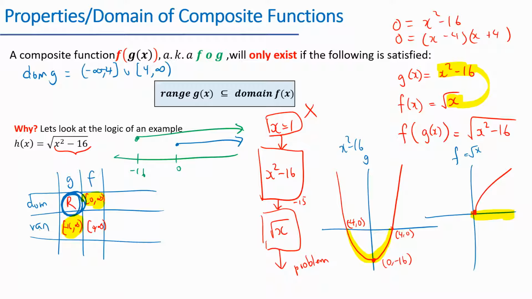If I said just take negative infinity to negative 4 and 4 to infinity, my range is going to be 0 to infinity. It works. That's one way of saying it. What's another way of saying it? You could say, take any number you want except for, backslash, except for, don't take negative 4 to 4. That works too. But you find your own language.